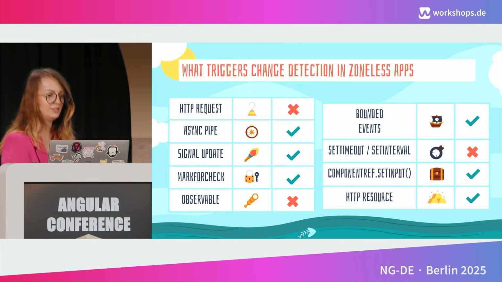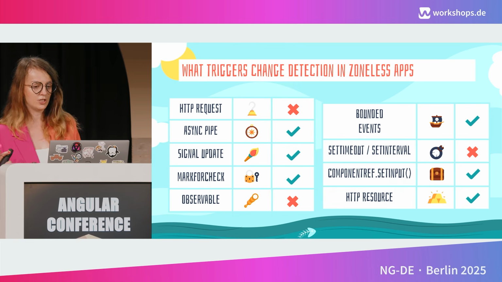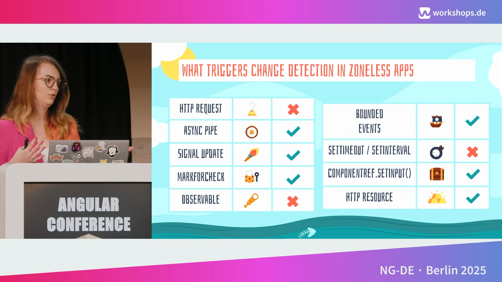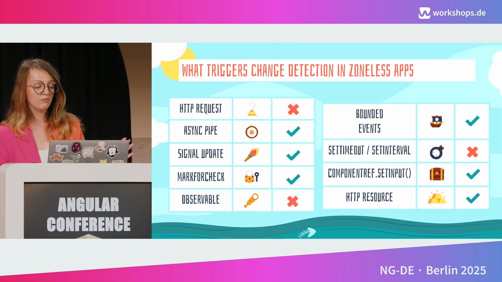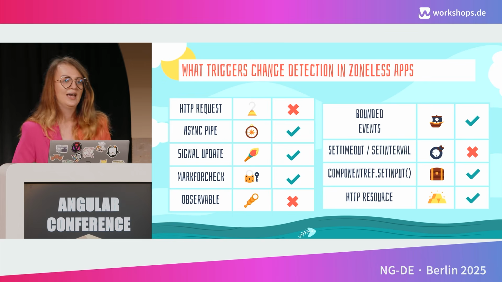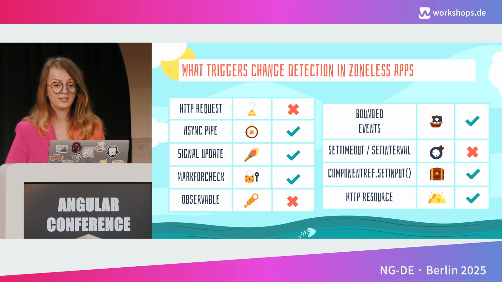Okay, let's go to the details. So what now triggers change detection in zoneless? Probably you guessed that it will be async pipe, signals value update, mark for check, bound events, also component setInput, and HTTP resource. But what will not trigger change detection? I think these are only examples, but the most common ones: HTTP request, observable, and setTimeout, setInterval.